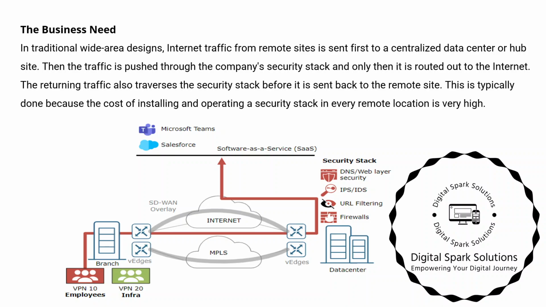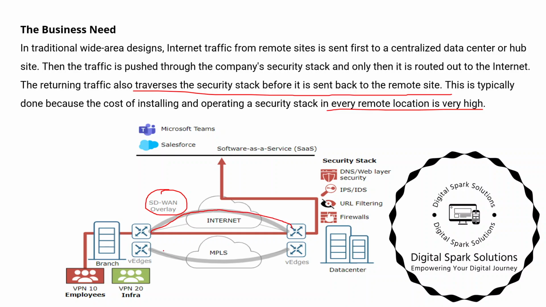The business need. In traditional wide area designs, internet traffic from remote sites is sent first to a centralized data center or hub site. Then the traffic is pushed through the company's security stack and only then it is routed out to the internet. The returning traffic also traverses the security stack before it is sent back to the remote site. This is typically done because the cost of installing and operating a security stack in every remote location is very high.